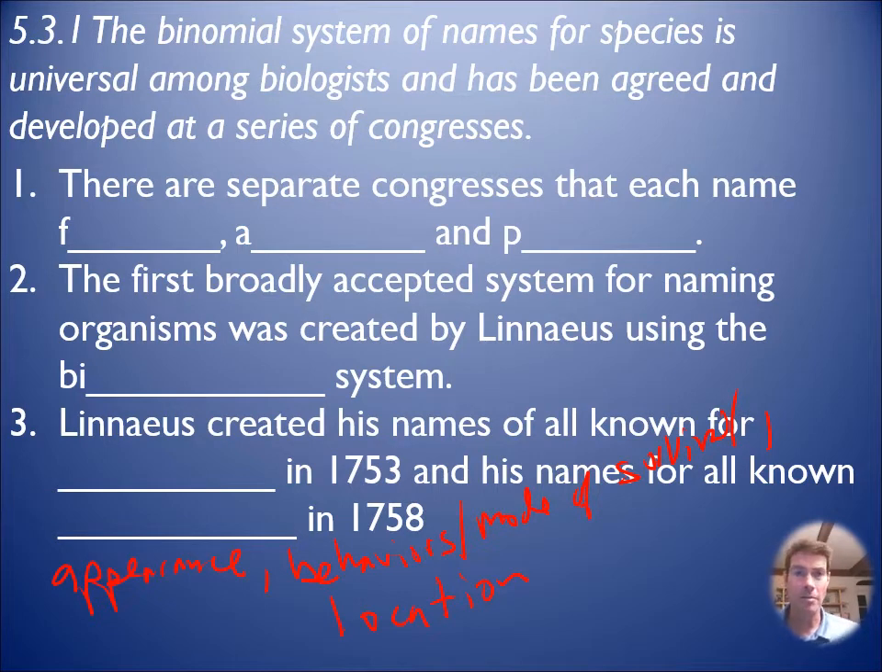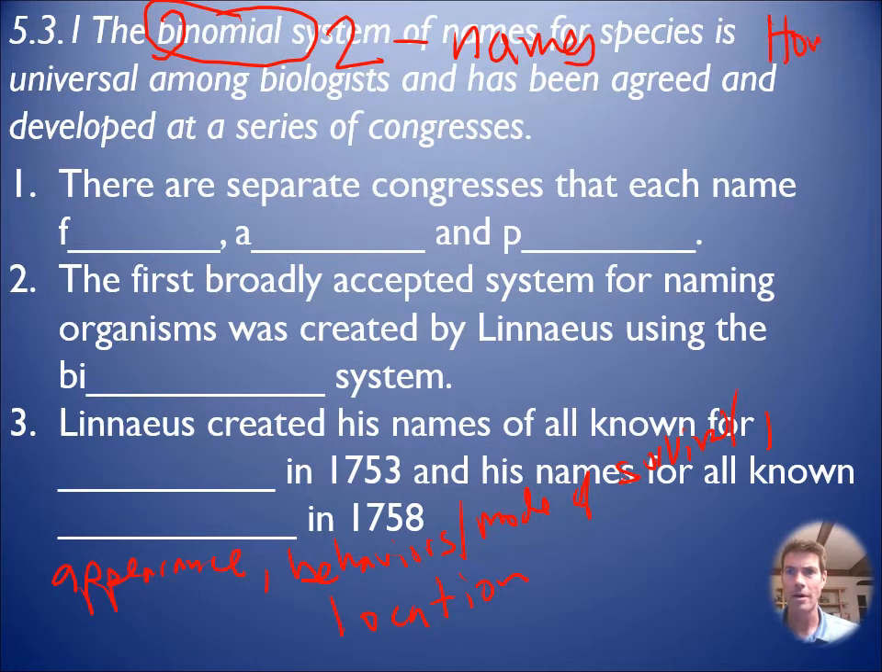So binomial, as I'm sure you know, bi means two, nomial means names. So you got two names, and as you all know, humans are Homo sapiens. Okay, that's something you're well aware of.